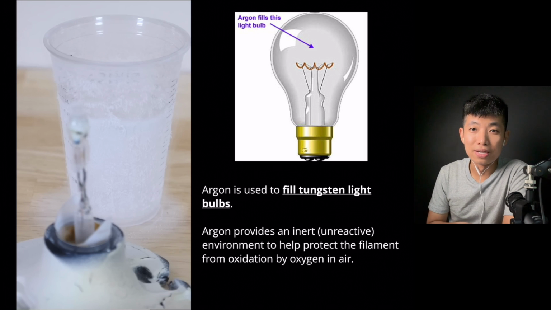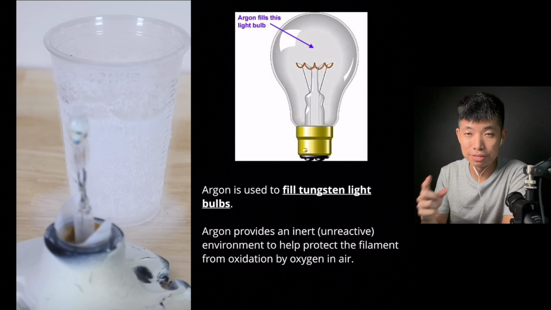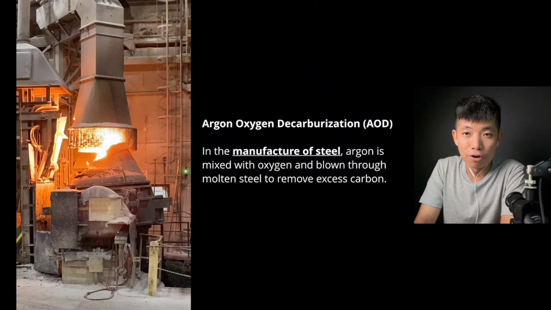So nitrogen is also inert. So when we put it into liquid nitrogen, it is able to turn on. But once it's exposed to oxygen, that's it. At a high temperature, the tungsten reacts with oxygen. The second application of argon is in the manufacture of steel.